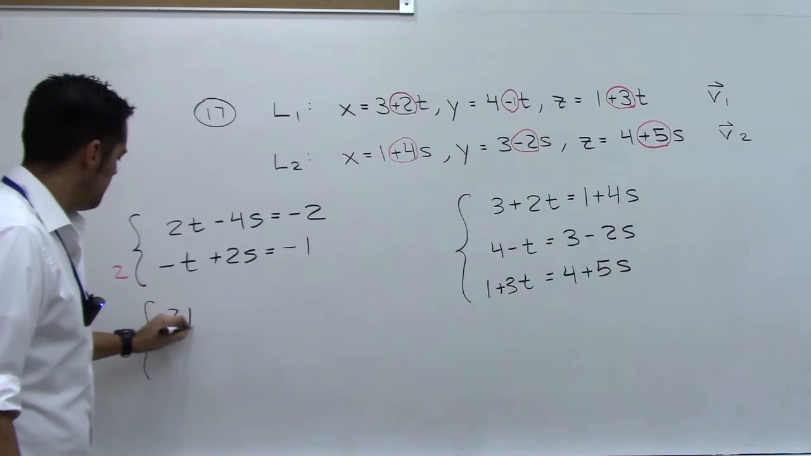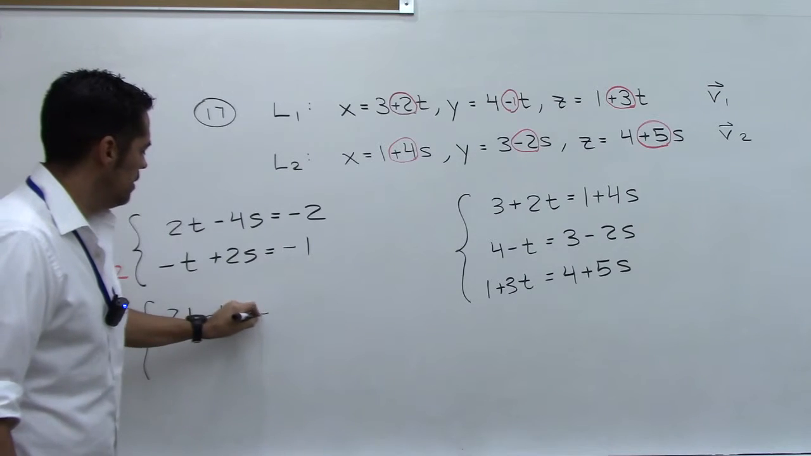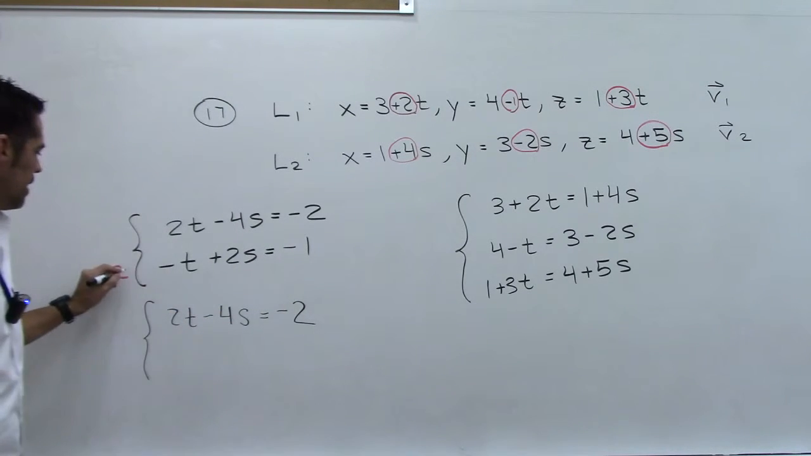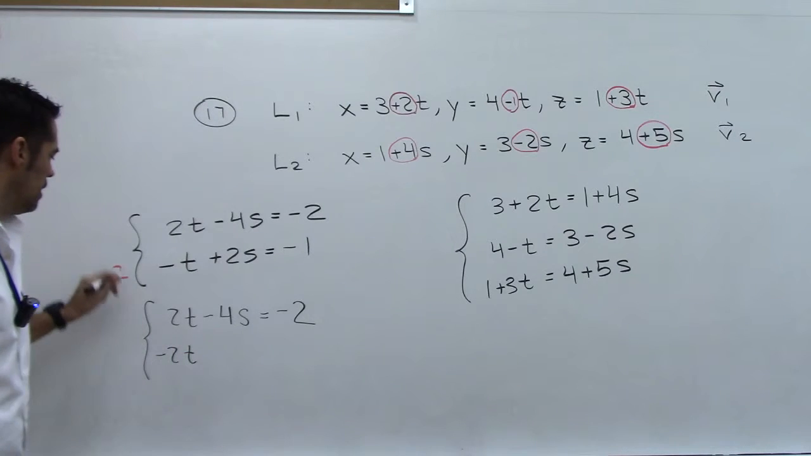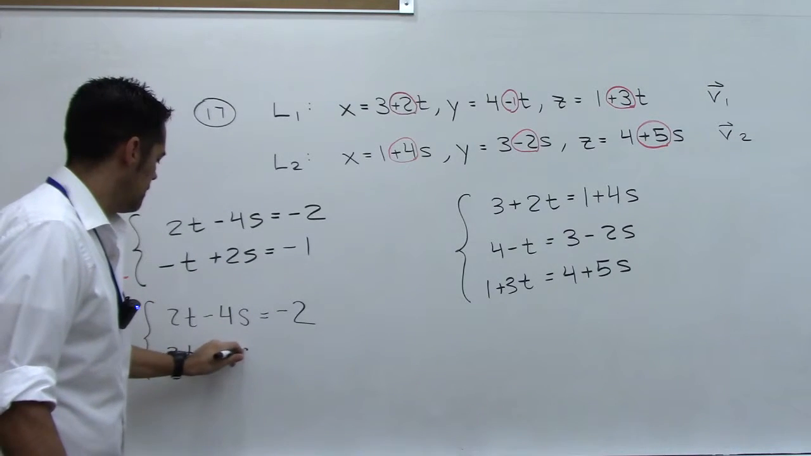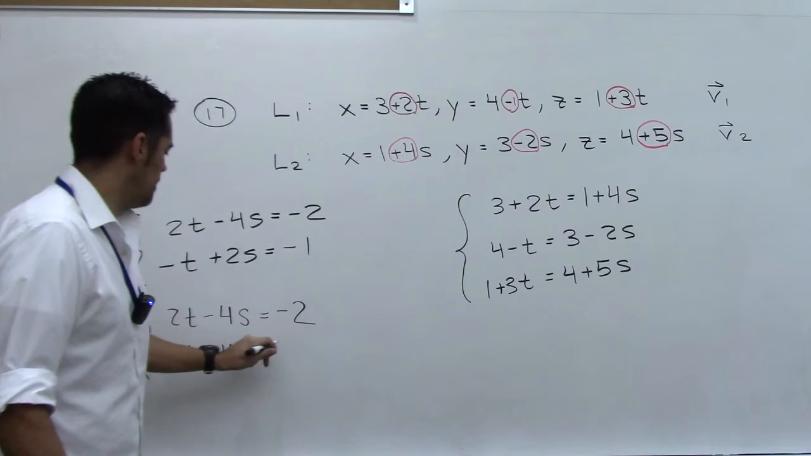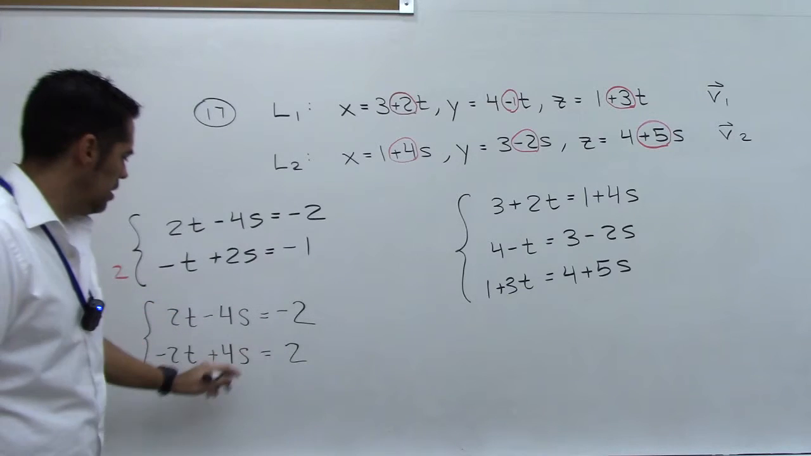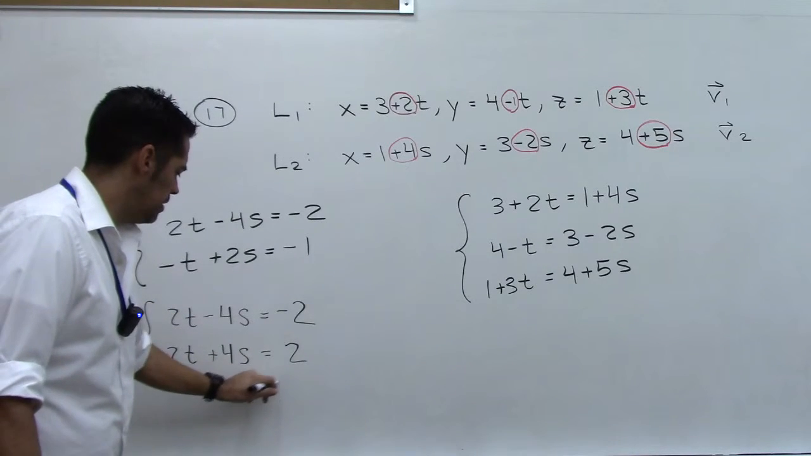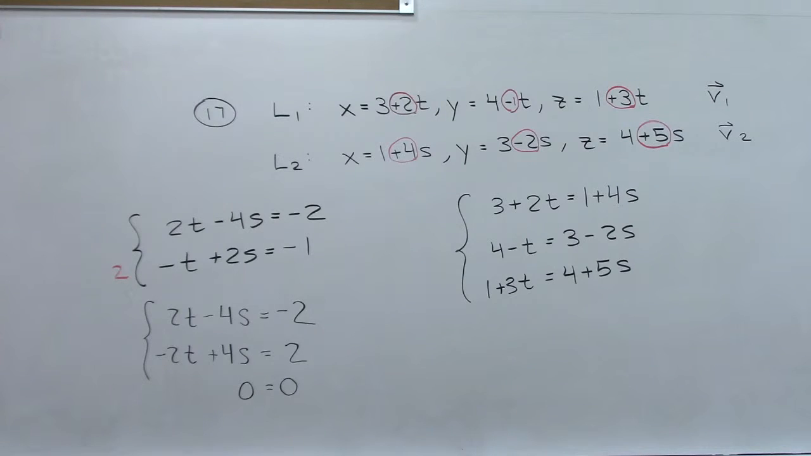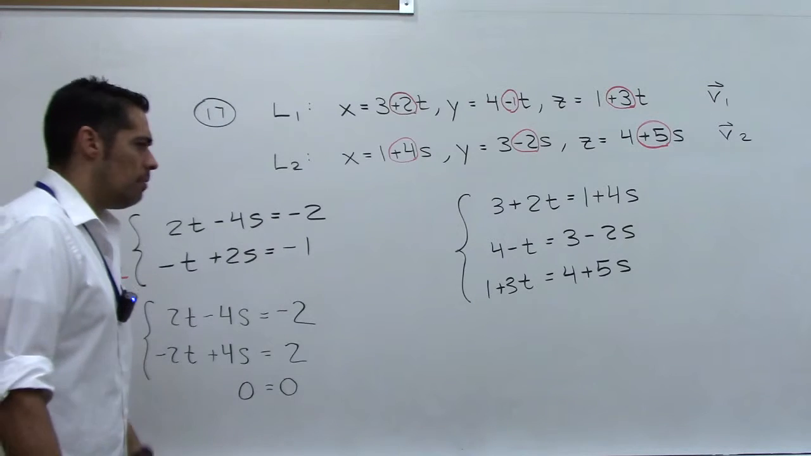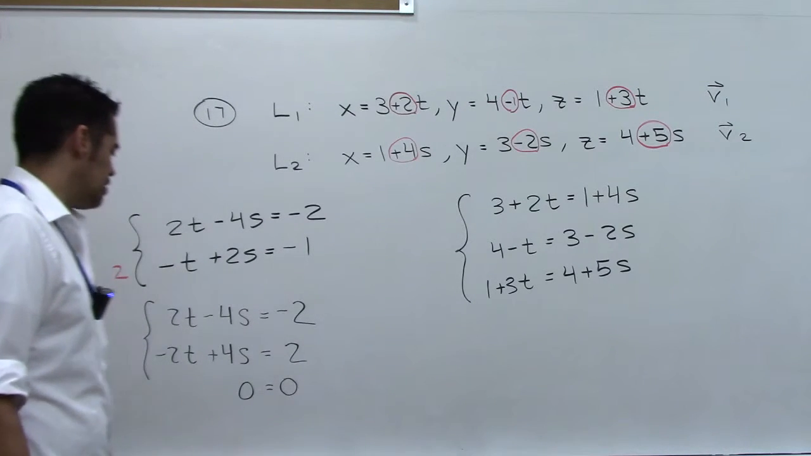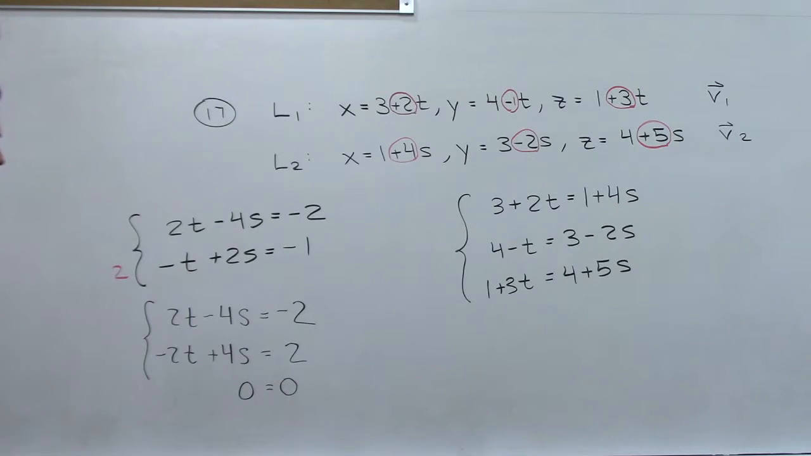So I have 2t minus 4s equals negative 2, and then here I get negative 2t, and then 4s equals positive 2. And this is strange. When I add down, I get 0 equals 0. Well, what does that mean? 0 equals 0. If you recall back from solving systems of equations back in college algebra, when you get something like this, that actually means that there's an infinite number of solutions.